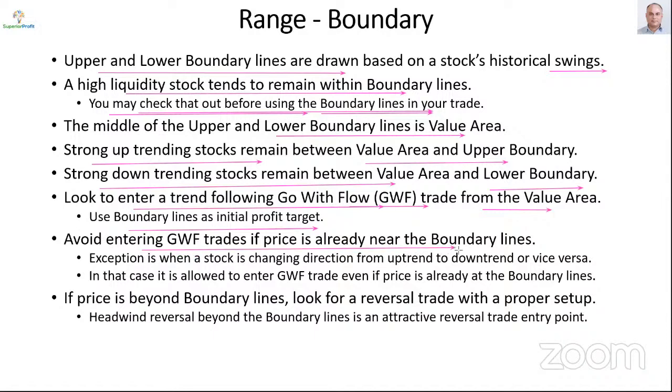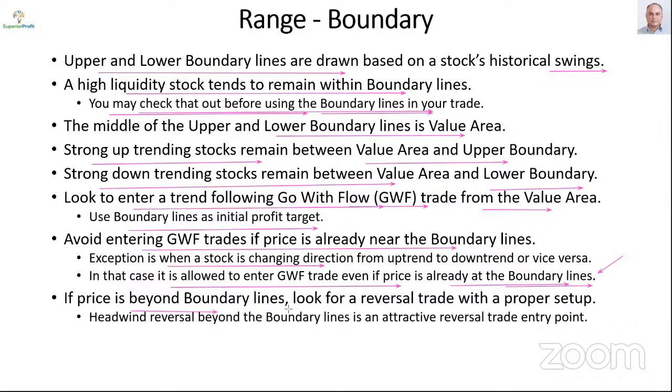Avoid taking go with flow trades if price is already near the boundary lines. I already mentioned the exception is when a stock is changing direction. In that case, it is allowed to take a go with flow trade even if price is already above the boundary lines. And in that case, we will need something else to decide our initial profit target. One option is to take the risk distance and book the initial profit target at that distance from the entry price. Or you could look for the next trend line resistance or watermark resistance.